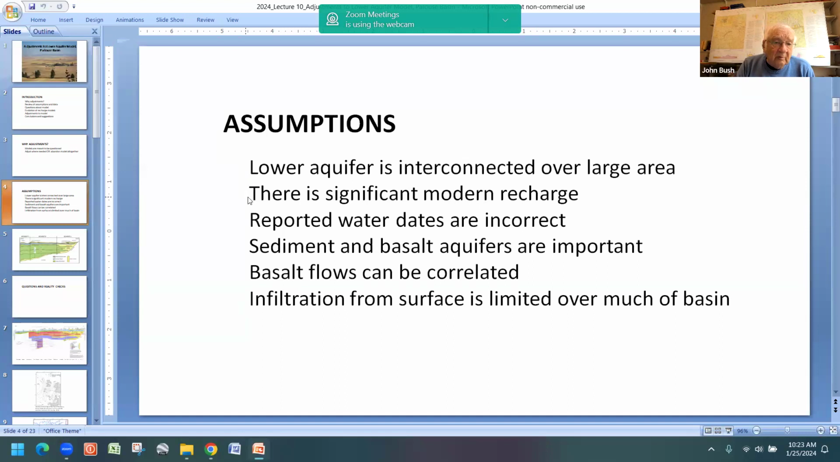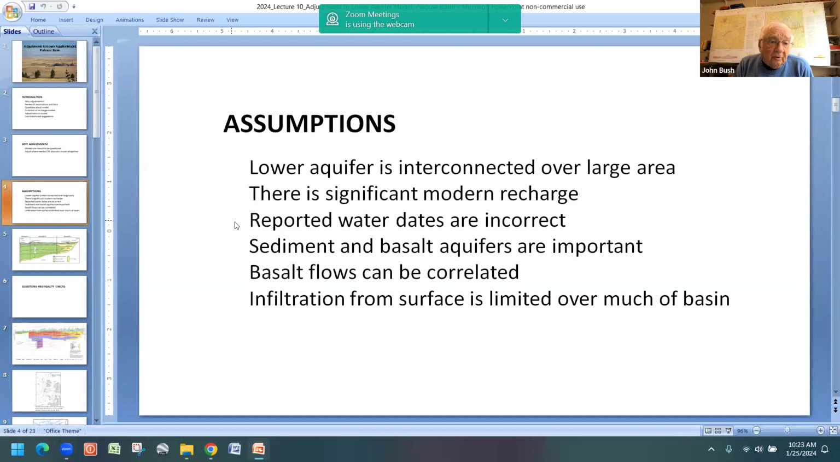Another assumption that I'm making in my modeling and my thinking is that there's significant modern recharge. Some people still are cringing at the idea, hanging on to the idea that there's not significant modern recharge. It's true that the recharge is less than what we're using, but there is a significant amount of modern recharge.